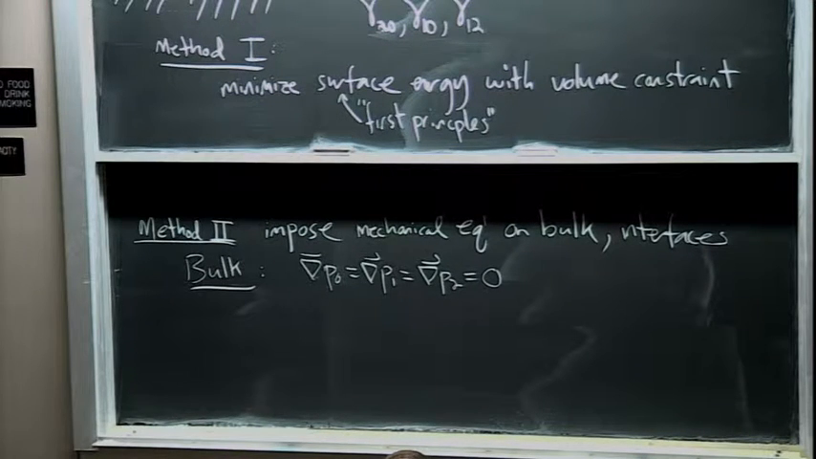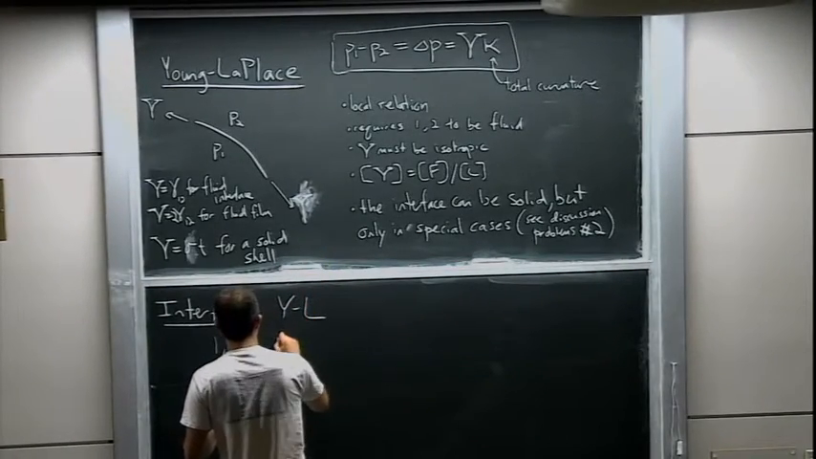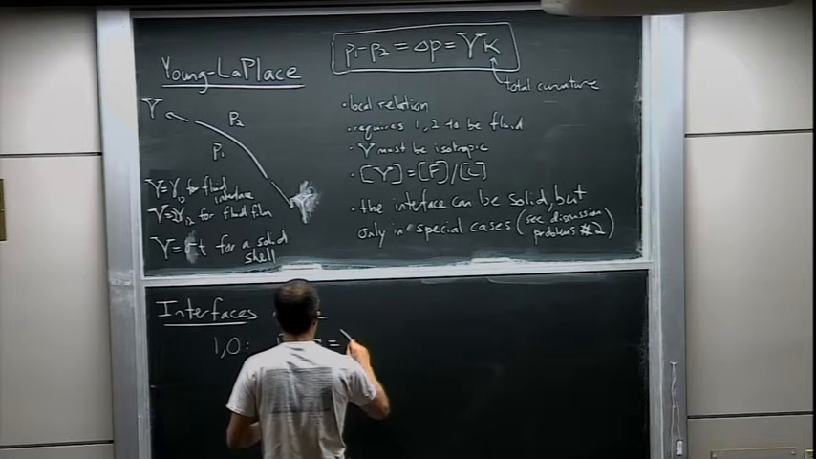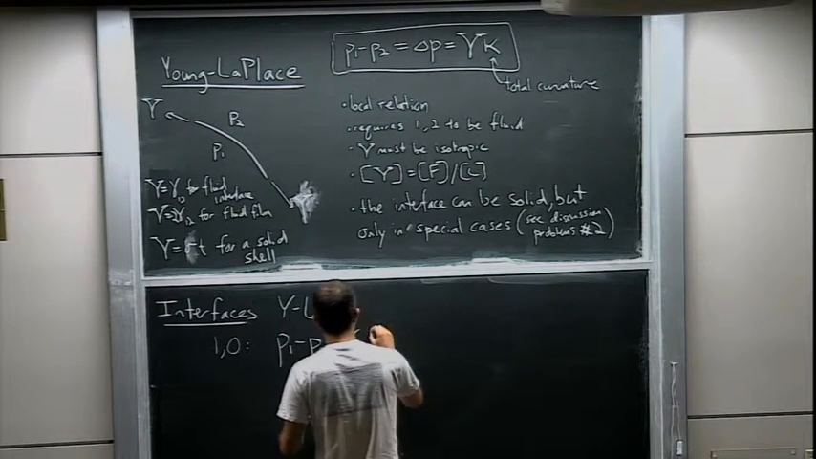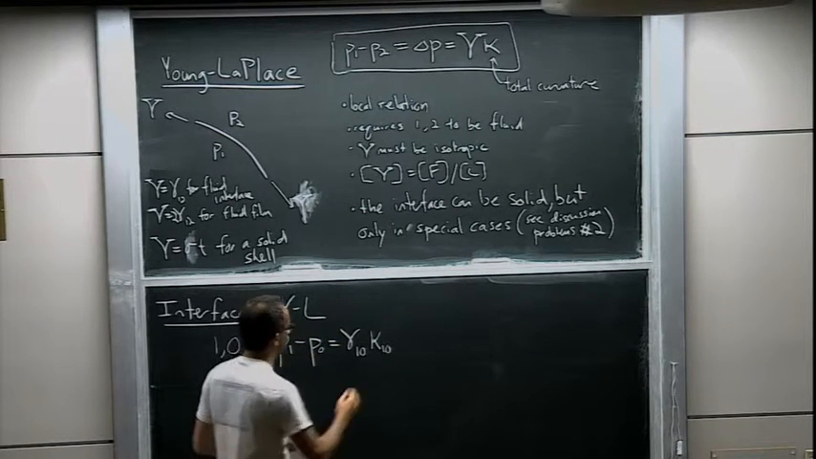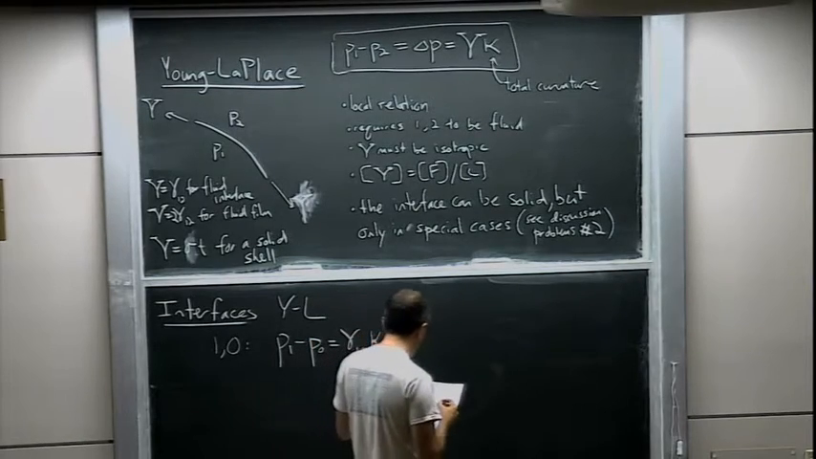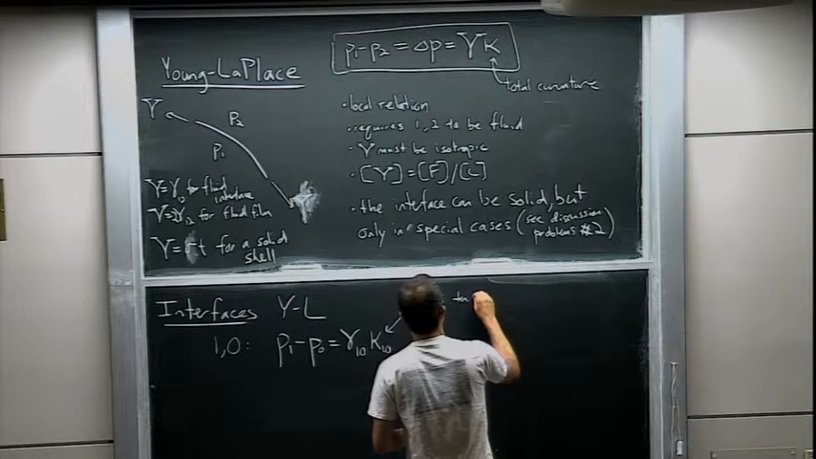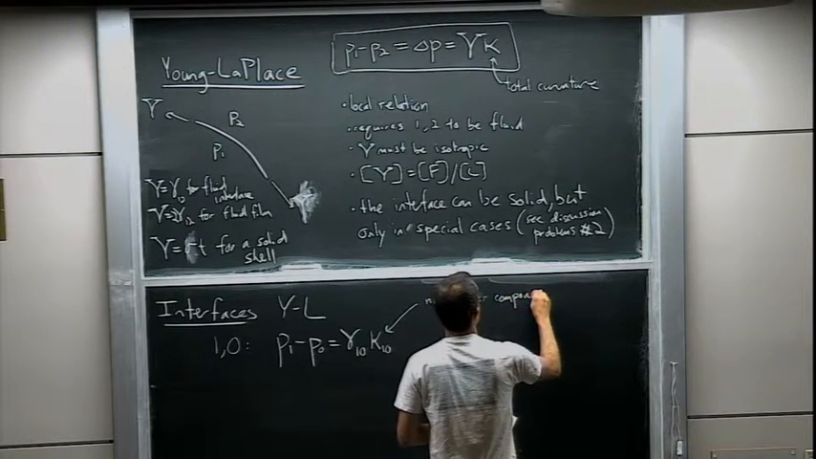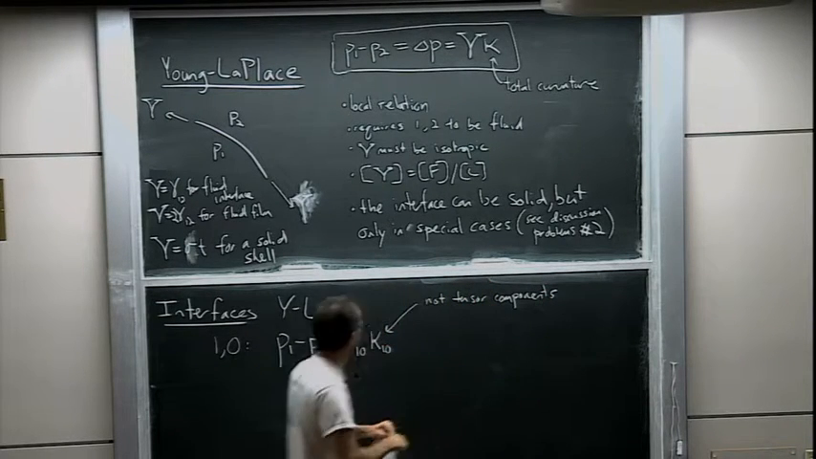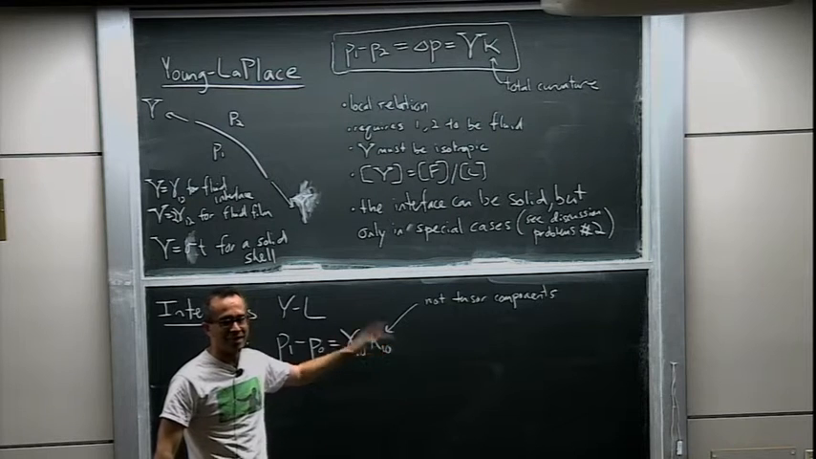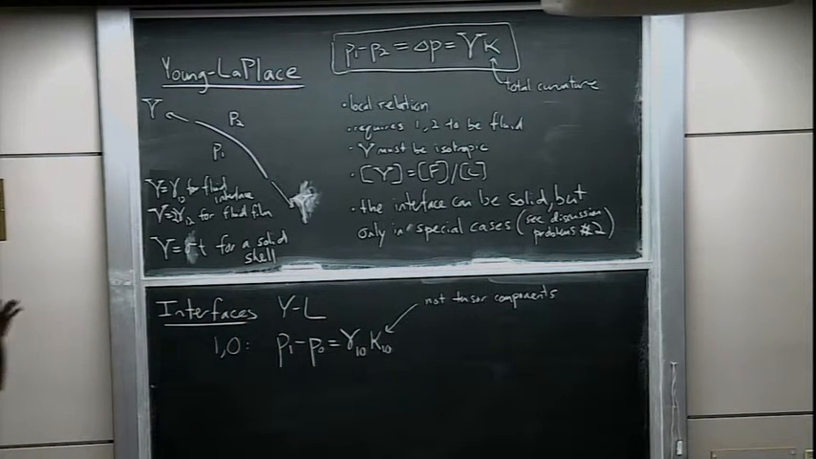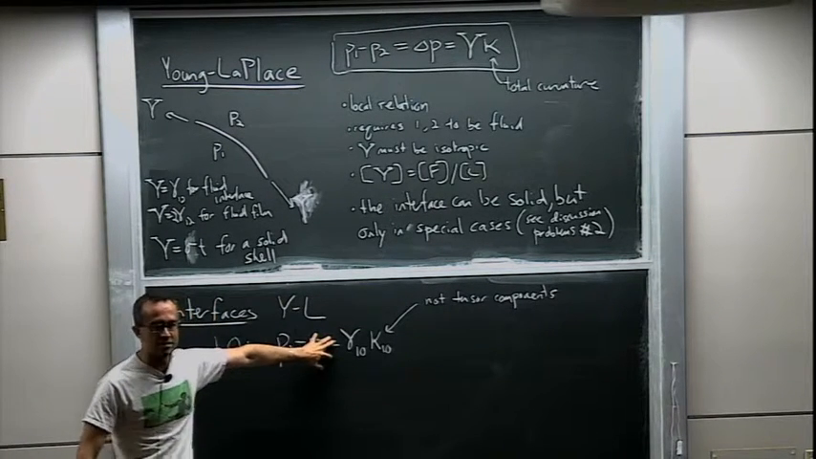We're going to have the interface between 1 and 0. And for the interface, Young-Laplace tells us that P1 minus P0 is going to be equal to gamma 1,0 times kappa 1,0. Now let's be careful here. When I say kappa 1,0, I don't mean tensor components. This can be one of those things that if you go back and look at your notes, you could get really confused. But really here, I mean the total curvature of the interface between 1 and 0. It's not the 0th and 1th components of the curvature tensor. So Young-Laplace tells us this.